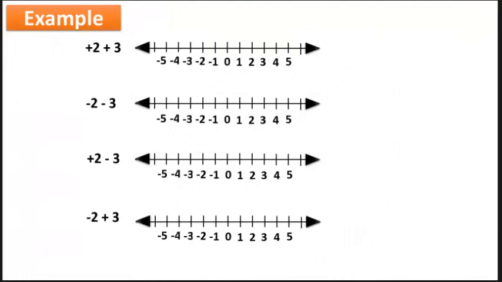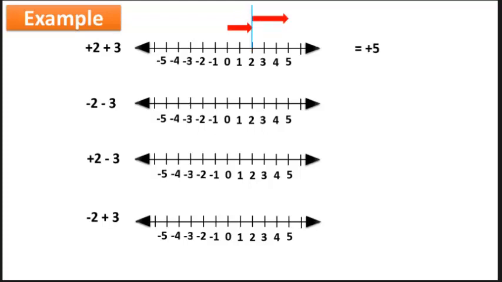Let's do some examples. We have the problem 2 plus 3. We're starting with a positive 2 and we're making it more positive by adding positive 3 to it to get the answer of positive 5.